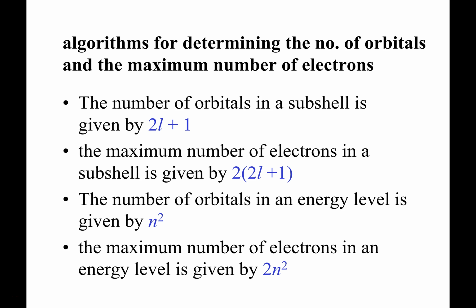Okay, so then, since each orbital can accommodate 2 electrons, for instance, if we pick on n equal to 4, we have 16 orbitals. Well, each orbital is 2 electrons, so 16 times 2, that's 32 electrons. So that's how that works, 2n squared.